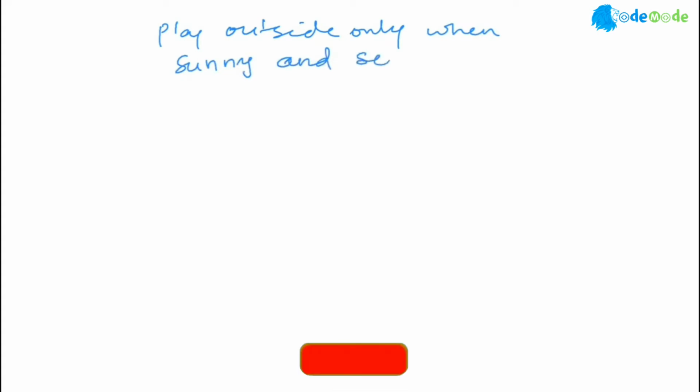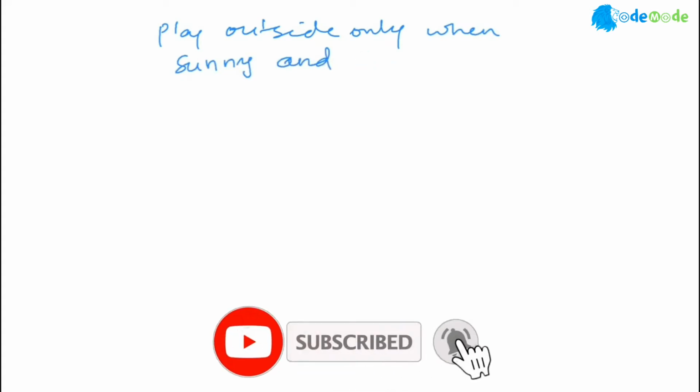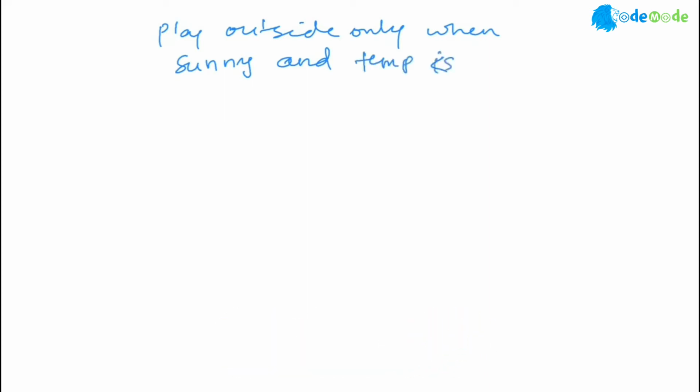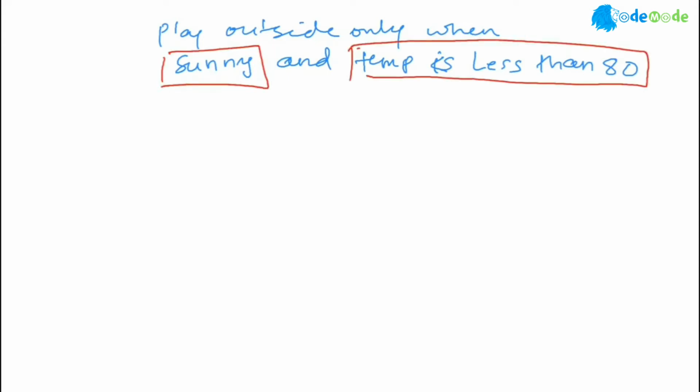Let's say play outside only when sunny and, I'll change the condition a little bit, temperature is less than 80 degrees. It is sunny, but temperature has to be less than 80 degrees. Now you can see there are two conditions here. One condition is it has to be sunny. Second condition is temperature is less than 80. And these two conditions are joined by an and. Now both conditions have to be satisfied.